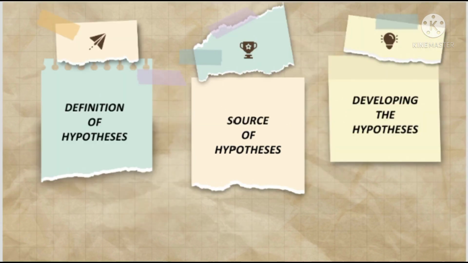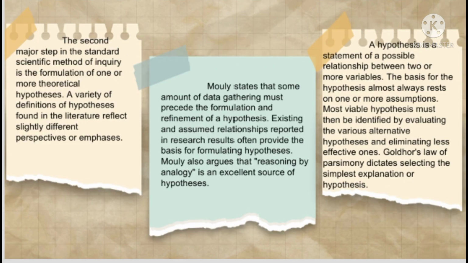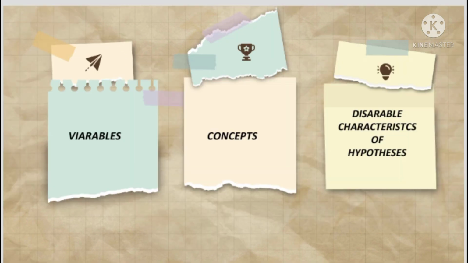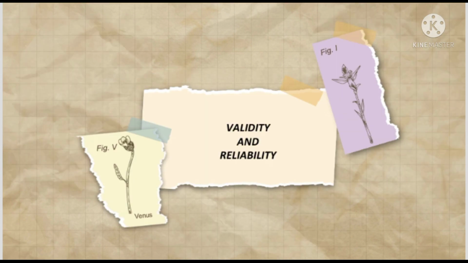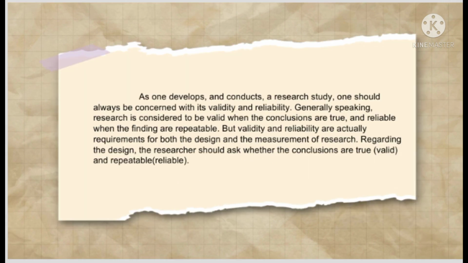It includes the definition of hypothesis, source of hypothesis, and developing the hypothesis. To have some background and knowledge, there is the definition of the three mentioned above. It also includes variables, concept, and desirable characteristics of hypothesis, followed by their definitions. Last is validity and reliability. So what is validity and reliability?